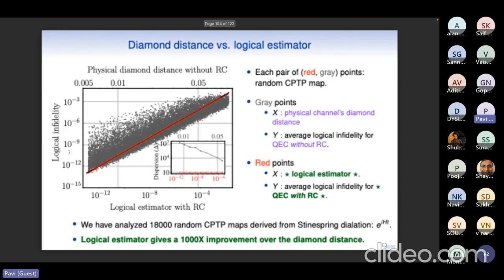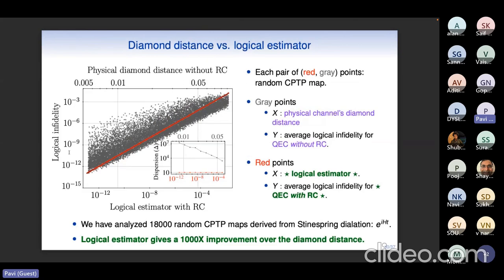Let's compare it with diamond distance. In the diamond distance case, the conclusion is similar, except it's a little more dramatic, because if you look at the variation of the logical error rate with the diamond distance, as we also saw before, it is large. But in contrast, we have a much tighter prediction of the logical error rate using the logical estimator. And this, along with comparisons of other metrics, basically tells us that the logical estimator is much more useful at solving the problem of predicting the logical error rate for concatenated schemes.